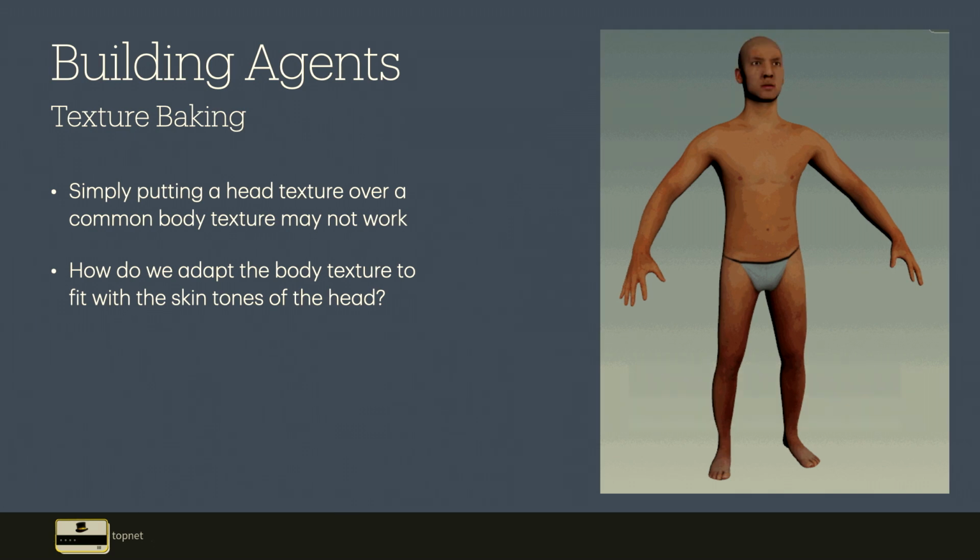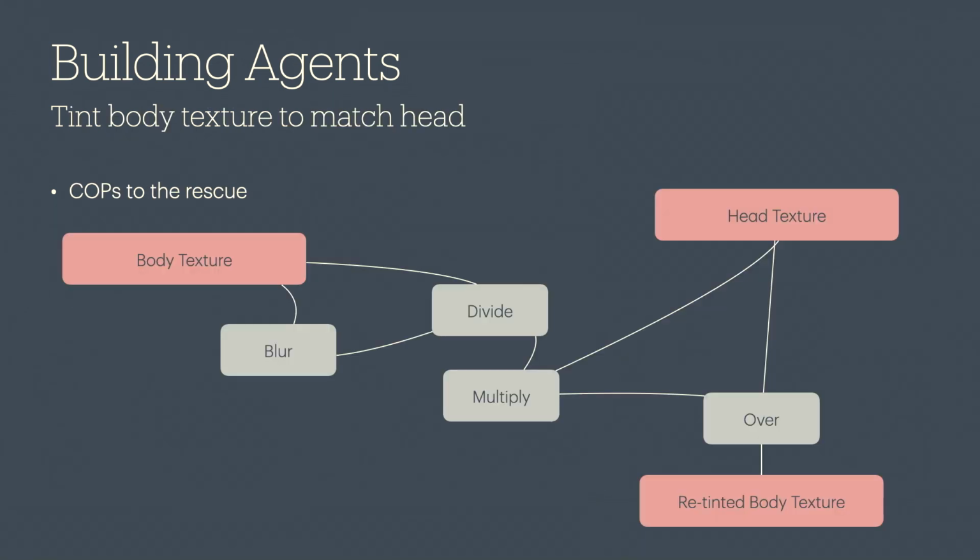We want to keep the details of the body texture, but grade it so that it fits the skin tones of the head. And you can see how horribly wrong this is in this animation. So how do we do this? Thanks to the mighty power of COPs, the old, slow, yet very effective one, you could use TOPs to shell out to another compositing app, but let's keep this inside Houdini.